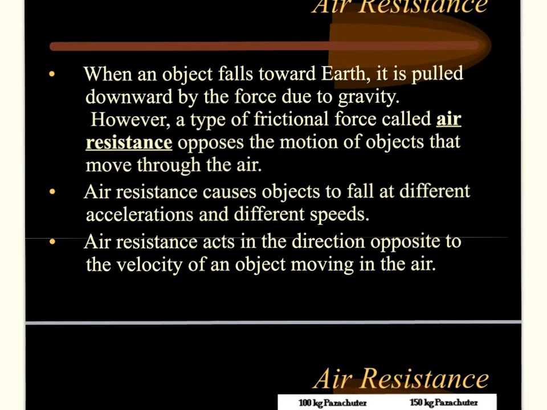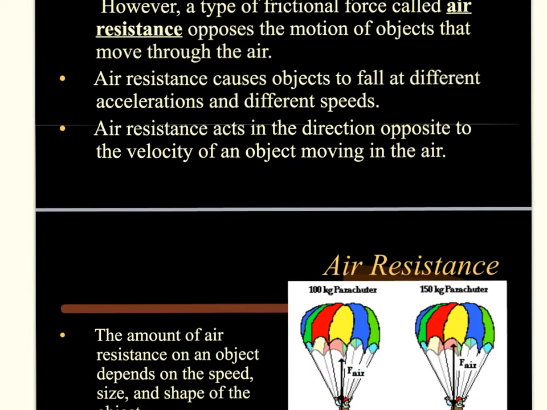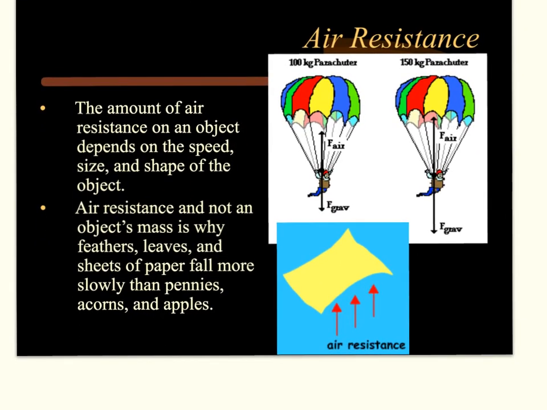Gravity will pull on all objects the same amount, but objects fall at different rates, not because of their mass, not because of their weight, but because of the size and the shape they have, which will affect how much air resistance keeps them propped up. So the amount of air resistance on an object depends on the speed, the size and the shape of the object. Air resistance, and not an object's mass, is why feathers, leaves, and sheets of paper fall more slowly than pennies, acorns, and apples. So objects falling at different rates has nothing to do with mass.